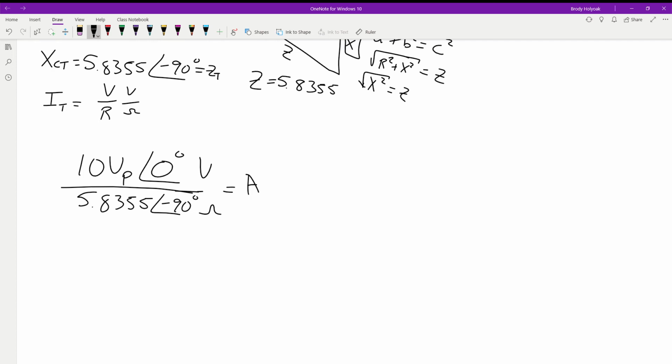Okay? So the real numbers are going to just divide. So you take 5 divided by 5.8355, and what does that give us? Amps peak. Okay? And now, the easy part. When we're multiplying, dividing degrees, treat them like powers of 10 exponents. So we have 0 minus a negative 90 gives us positive 90.